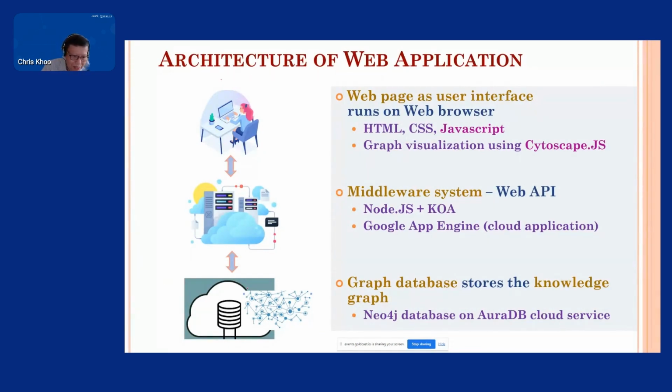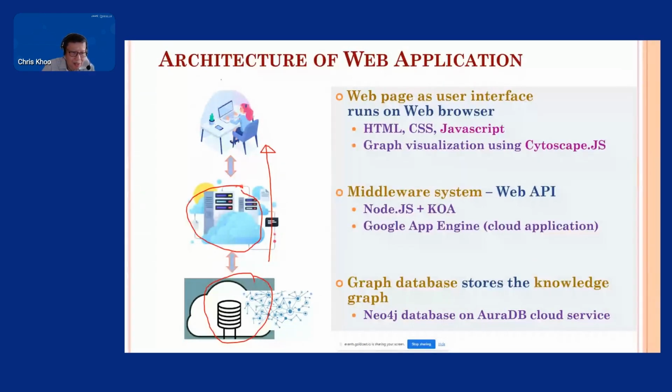Here we have the Neo4j graph database, and query results, or graph query results, from the database are sent to the user's browser to display on the browser. And there is this middle layer, an API, that is the intermediary between the database and the user. So let's now focus on the user.